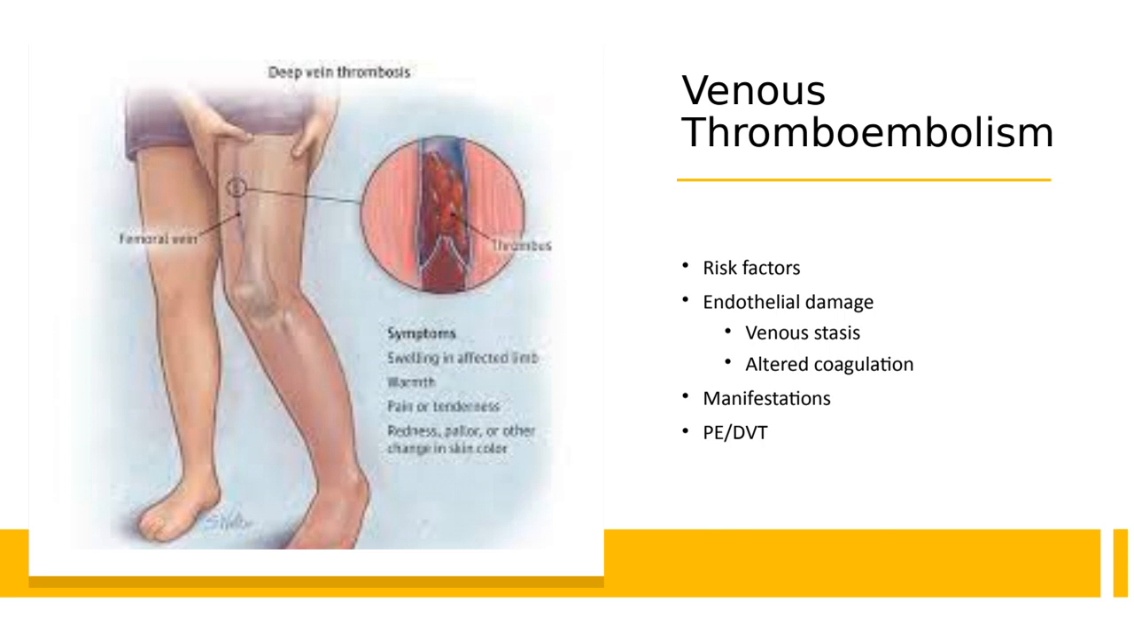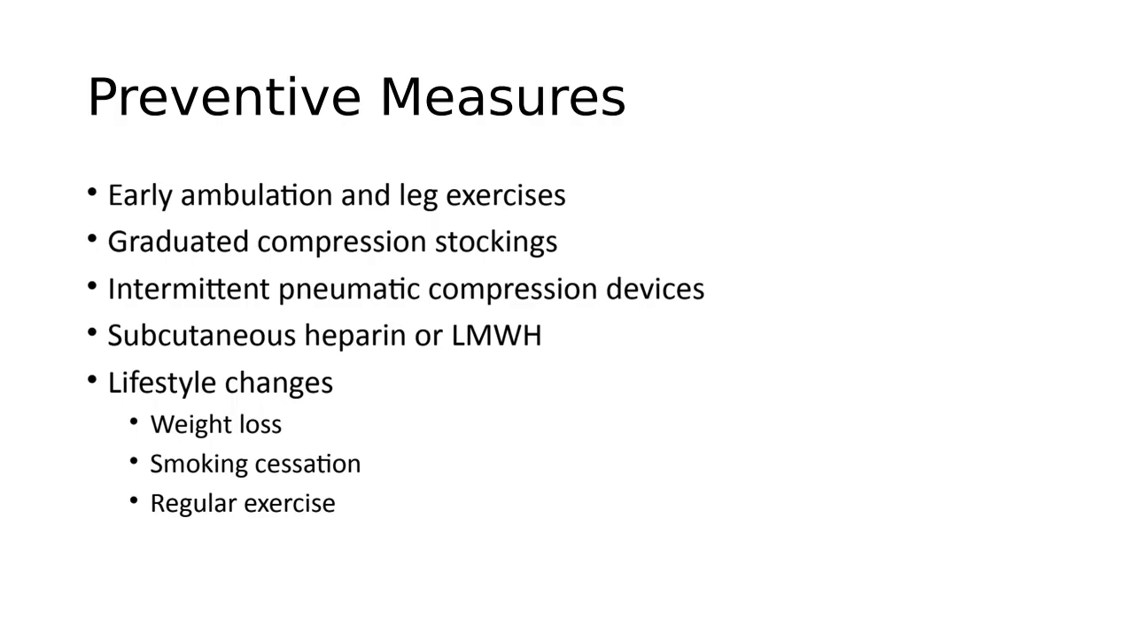I just talked a little bit about this. So early ambulation, they need to have compression stockings. In the hospital, you'll see stockings on their legs that squeeze every so many minutes. Lifestyle changes, they need to lose weight, they need to exercise, and they need to stop smoking.